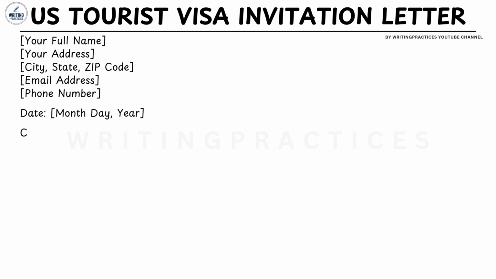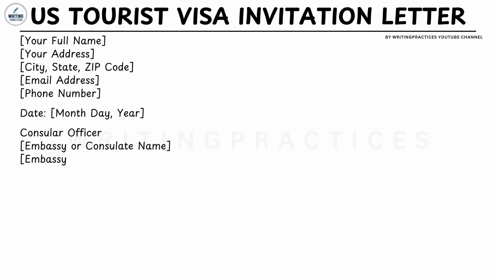Recipient details. Address the letter to the consular officer at the embassy or consulate where the visitor will apply for their visa. Include consular officer, embassy or consulate name, embassy or consulate address, city, state, zip code. Make sure this information matches the specific embassy or consulate handling the visitor's application. It shows attention to detail and professionalism.